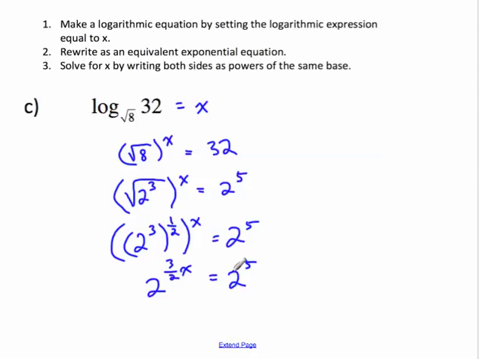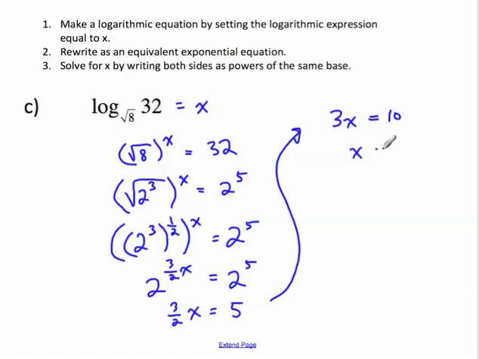Again, because the left side is equal to the right side, and because the bases are the same, that means the exponents must be equal. So 3 halves x is equal to 5. Moving up here, that means that multiply both sides by 2, you get 3x is equal to 10, or x is equal to 10 thirds. Again, the question didn't ask us about x, it asked us about this logarithmic expression, so we should answer like this for our final answer.